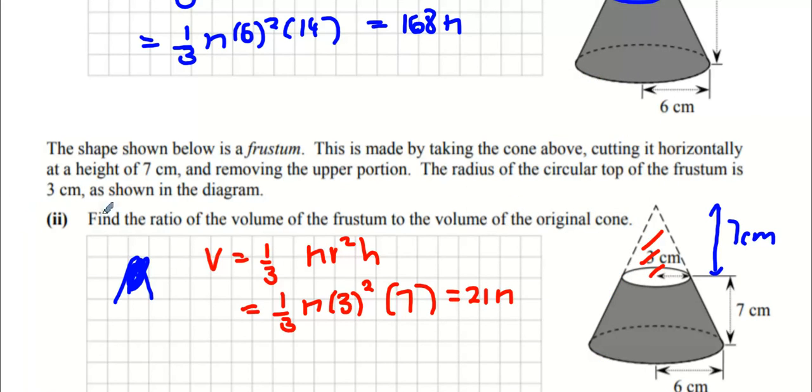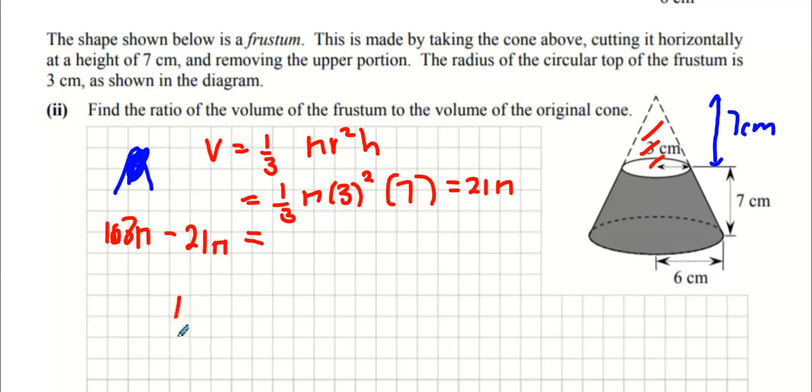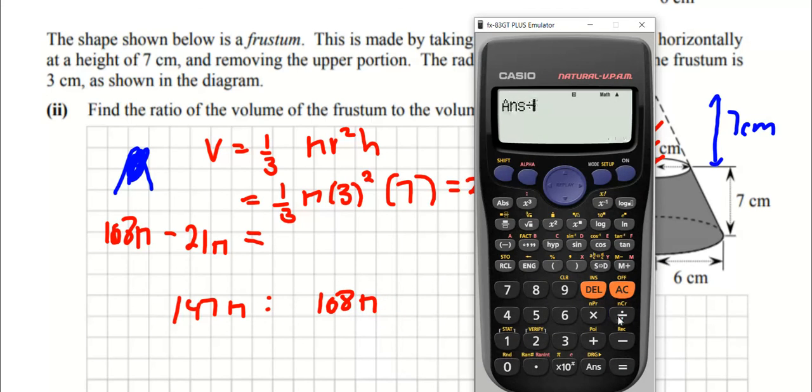And then find the ratio of the volume of the frustum to the volume of the original cone. So the volume of the frustum will be 168 pi take away 21 pi, which is 168 take away 21, 147. So it's going to be 147 pi is to 168 pi. Divide both sides by 21, or simply put 147 divided by 168, and you find out the ratio is 7 to 8.